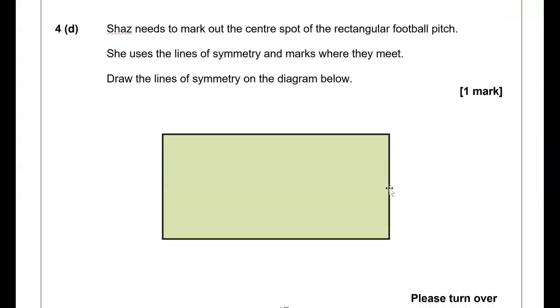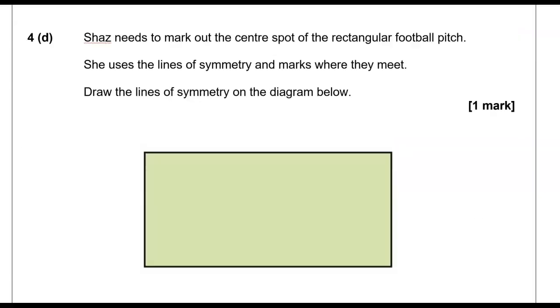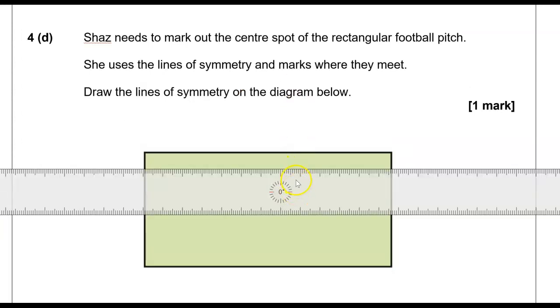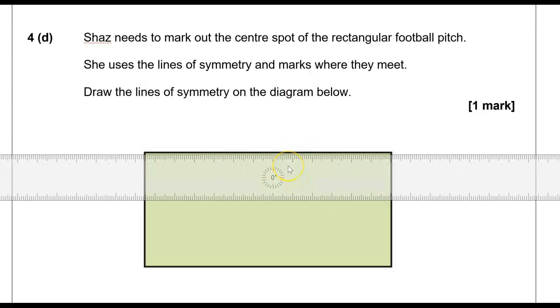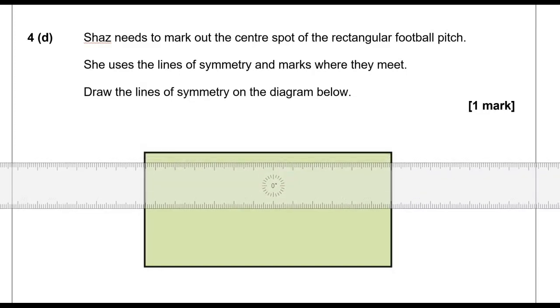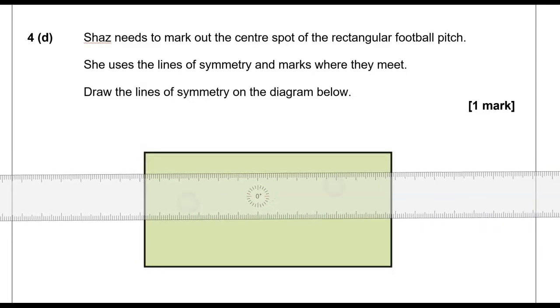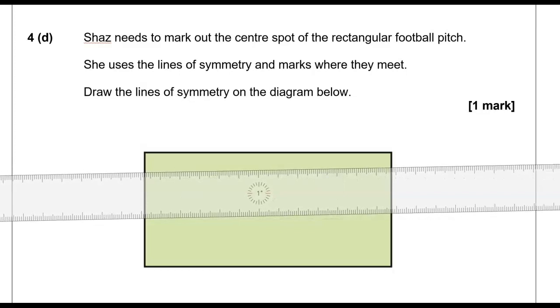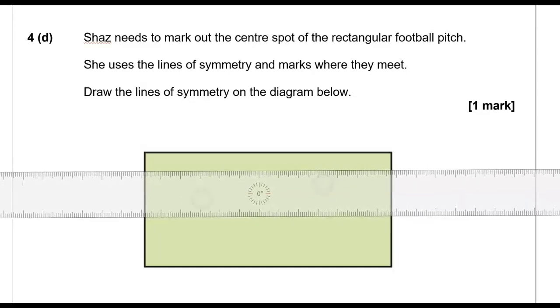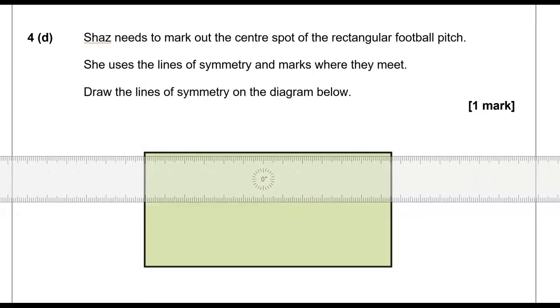Shaz needs to mark out the center spot of the rectangular football pitch. She uses the lines of symmetry and marks where they meet. Draw the lines of symmetry on the diagram below. So we'll use a ruler to find the midpoint. With your normal rulers, this is much easier to do.